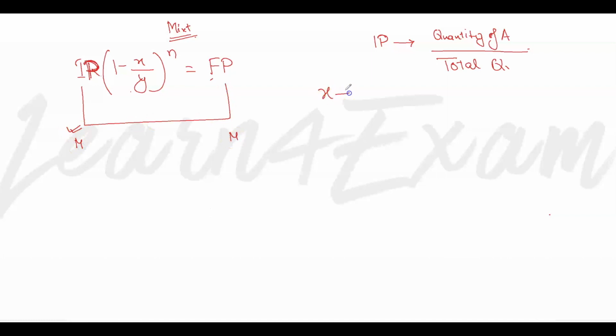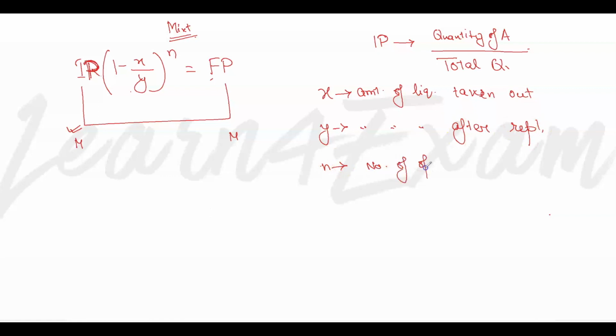Now, what is X? X is nothing but the amount of liquid taken out. What is Y? The amount of liquid after replacement. And n gives you the number of iterations or the number of operations.